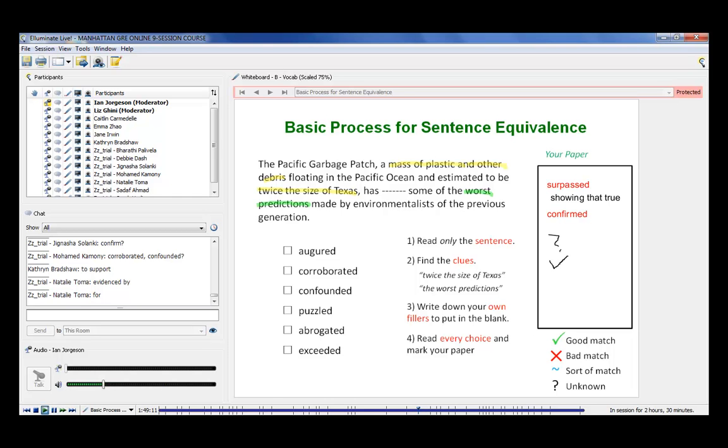Okay, how about confounded? Does confounded mean to confirm something, to show that something's true, to surpass something? Natalie's saying no. Natalie, what does confounded mean? Yeah, it means to confuse something. Not exactly overlook, more about confusing something. But either way, we can eliminate that. All right, how about puzzled? What does puzzled mean?